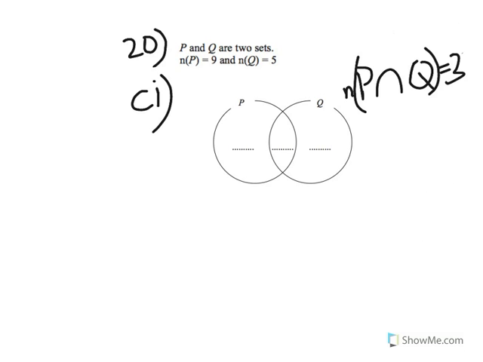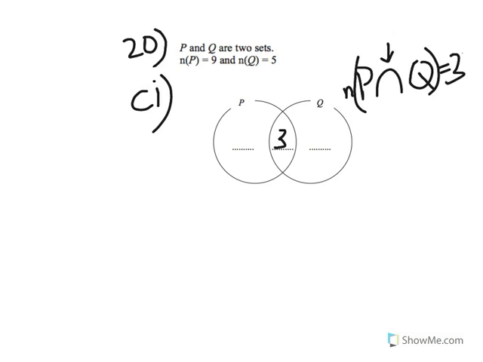Alright, so question 20C1 is asking you to complete the Venn diagram when the number of elements in P intersect Q, which means what they have in common, is equal to 3. So first of all, you know that they have 3 numbers in common. So that's good. So write that in the middle, because this region over here is what they have in common. So you write 3 here.